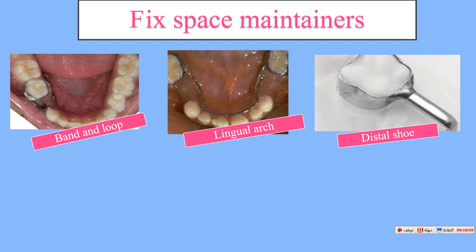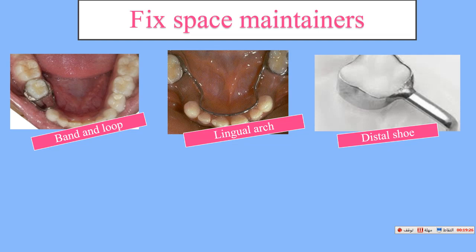Another type of the fixed space maintainer is the distal shoe, as seen in this picture. It is mostly used in the lower, not in the upper, because in the upper the path of eruption of the upper permanent first molar is in the distal direction. So mesial movement of the upper teeth is very rare. This is mainly and only used for the lower.